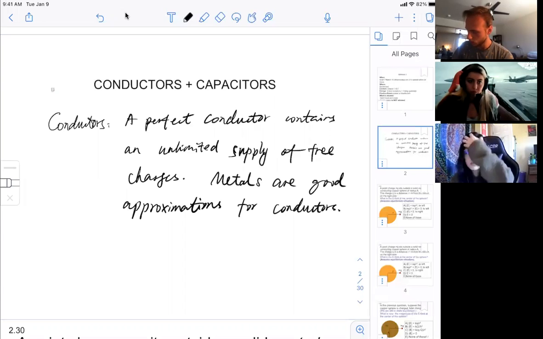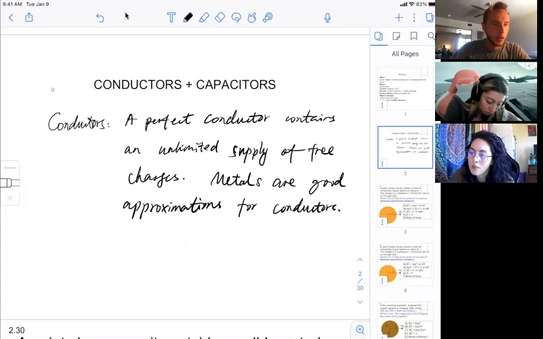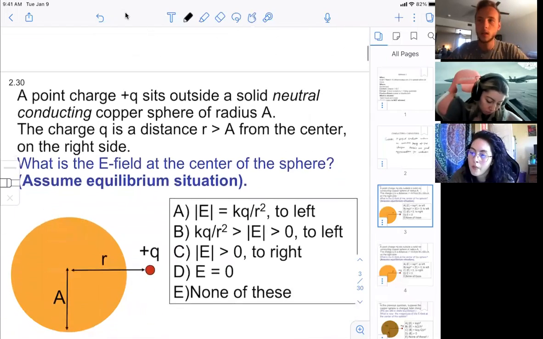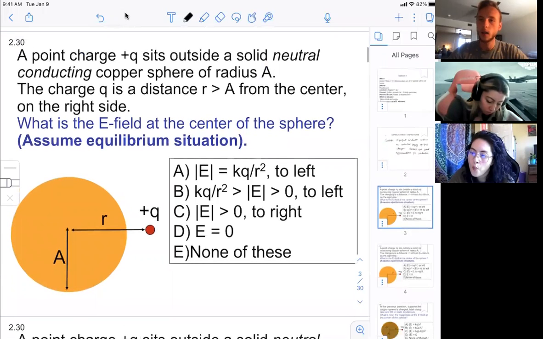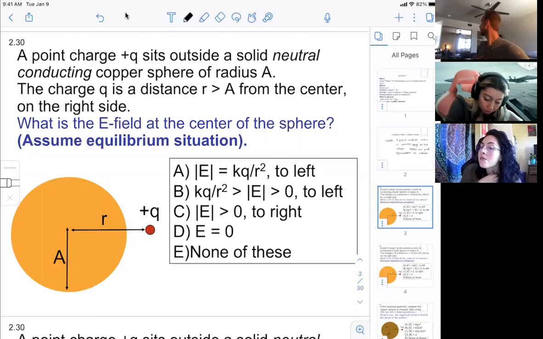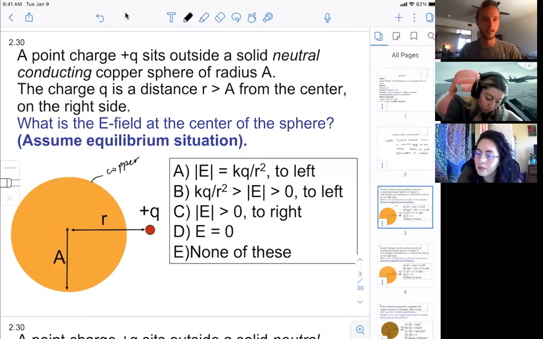the features of a conductor. The next couple of clicker questions really rely on the charges being free to move inside a conductor, so I want to remind you of that when you answer these questions. First question: we put a point charge outside of a neutral conducting copper sphere. So this is a conductor. It's neutral, and you put a point charge outside of that. What is the E field at the center of the sphere?